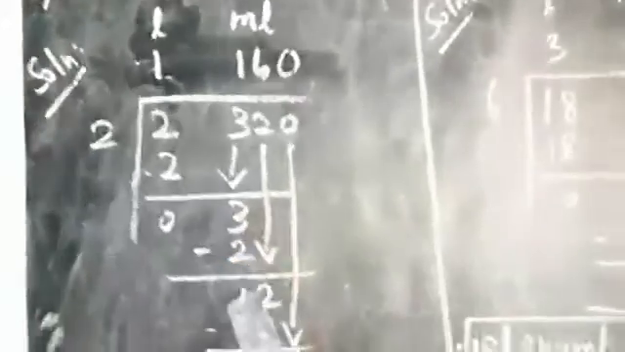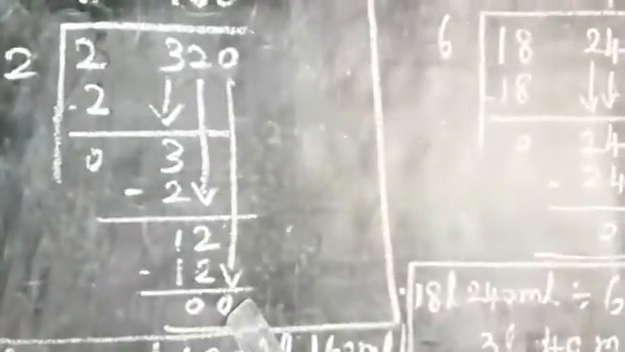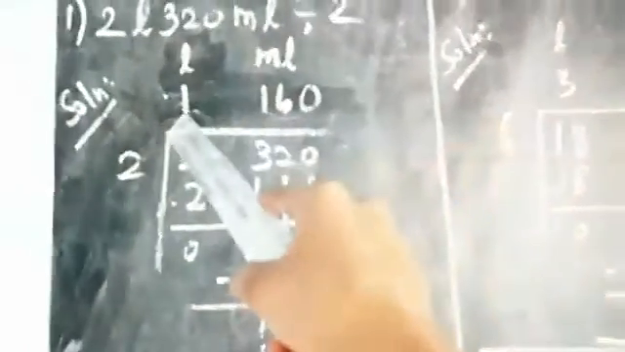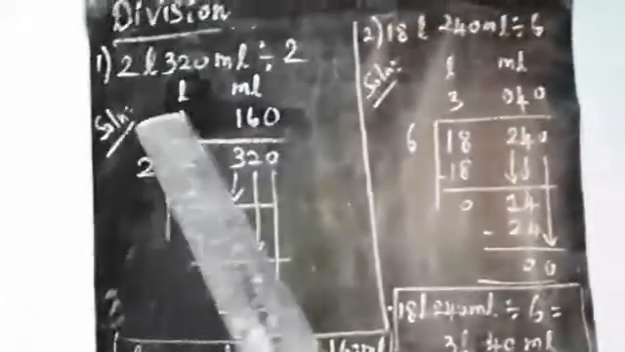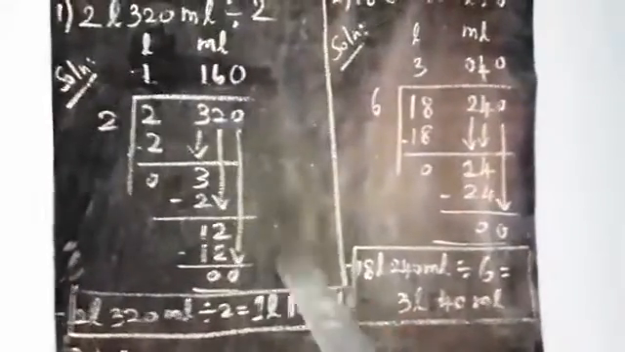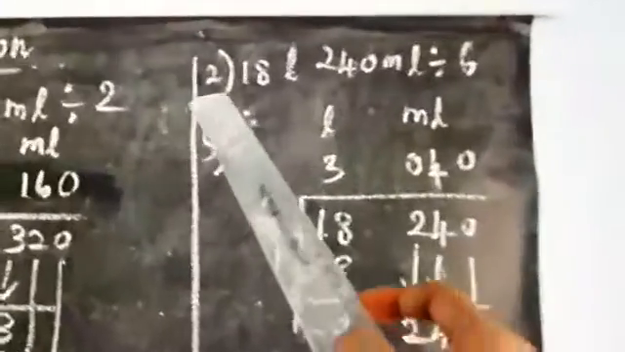Then how many 2s are 12? Yes, 6 2s are 12. So you have to write the number 6 in quotient. 6 2s are 12. Now we can subtract 12 minus 12, 0. Now bring down the 0. Here also comes to 0. So you put a 0 in quotient also. Therefore answer, 1 liter 160 milliliter. Therefore 2 liter 320 milliliter divided by 2 is equal to 1 liter 160 milliliter.